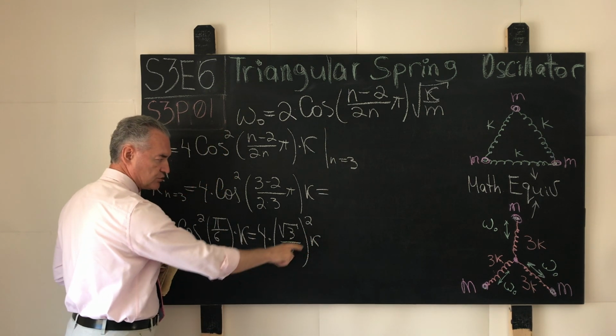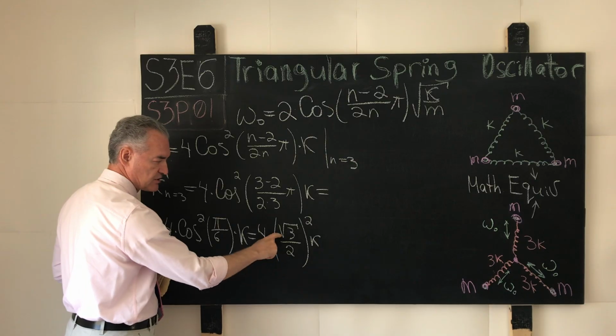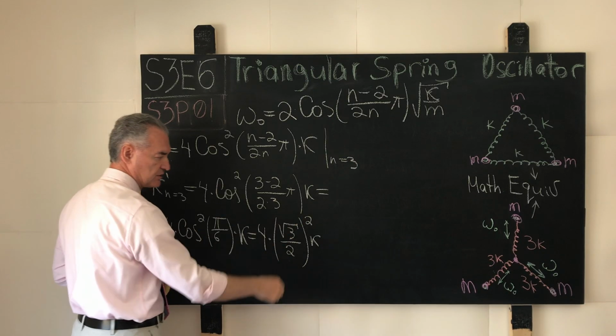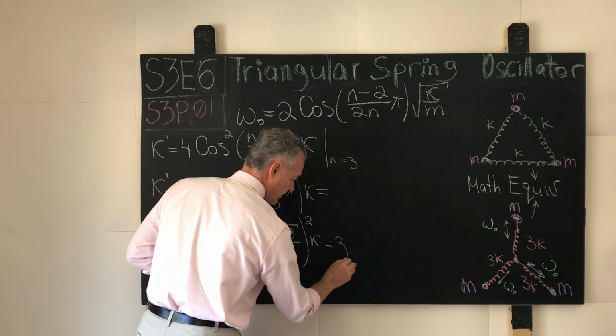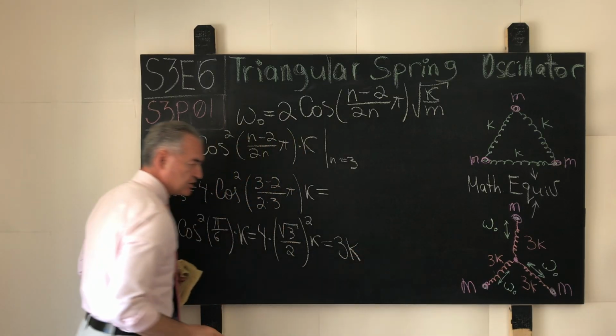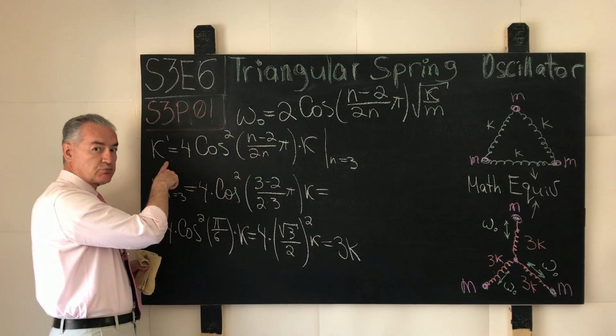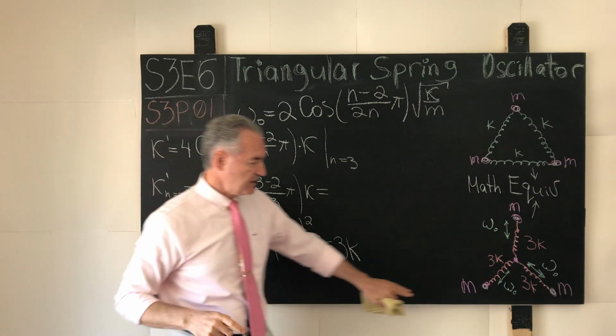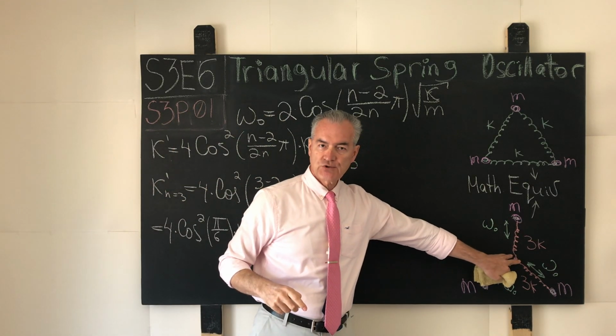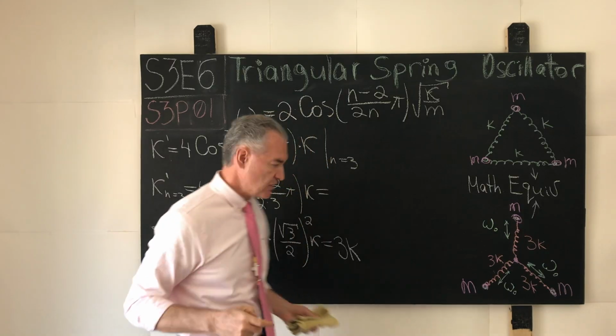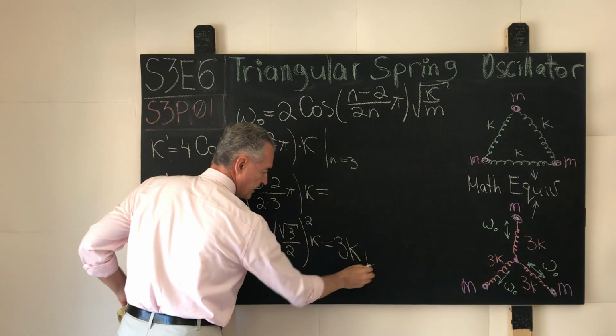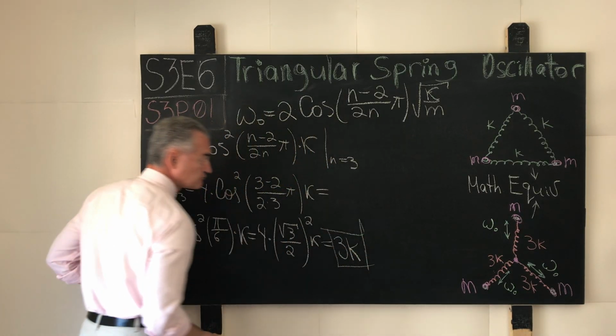Then what do I have? 2 squared is 4. 4 and 4 cancel each other out. Square root of 3 squared is 3. So this will be 3k. So the constant of the virtual spring that connects each oscillating point with the circumcenter of the parent equilateral triangle will be given by 3k. See, this is the guy.